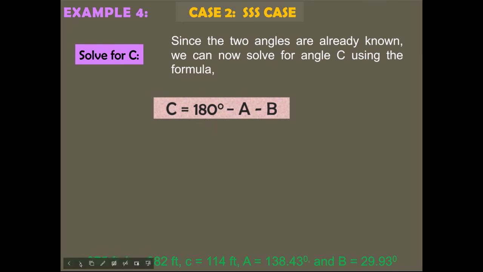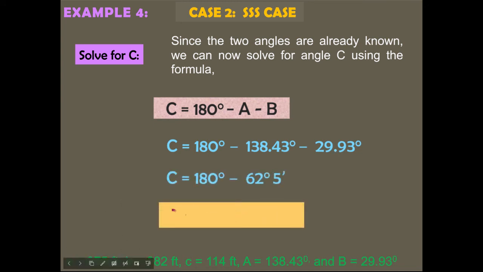By substitution, we will have angle C equals 180 degrees minus 138.43 degrees minus 29.93 degrees. And solving, we will have angle C equals 11.64 degrees or 11 degrees and 38 minutes.